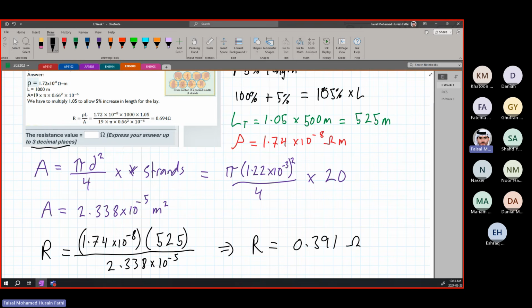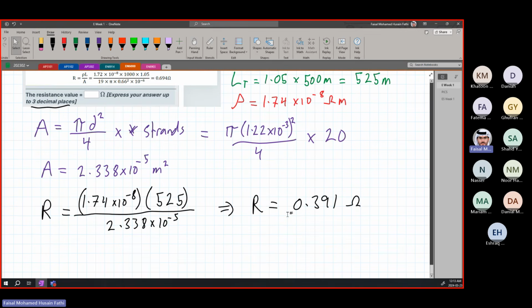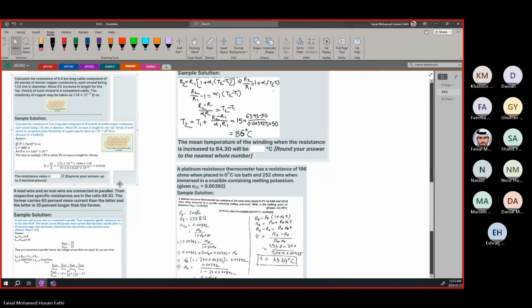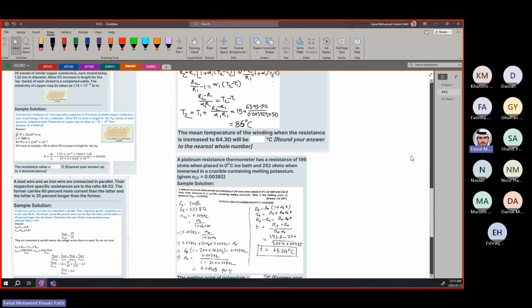Keep in mind in Moodle, it says 3.98. In Moodle, it's wrong. This is the actual correct value. So if you solve it on Moodle and you get it as wrong, this is the actual value. I have double checked this. Yeah, and that's pretty much it for this question. Let's go to the next one.